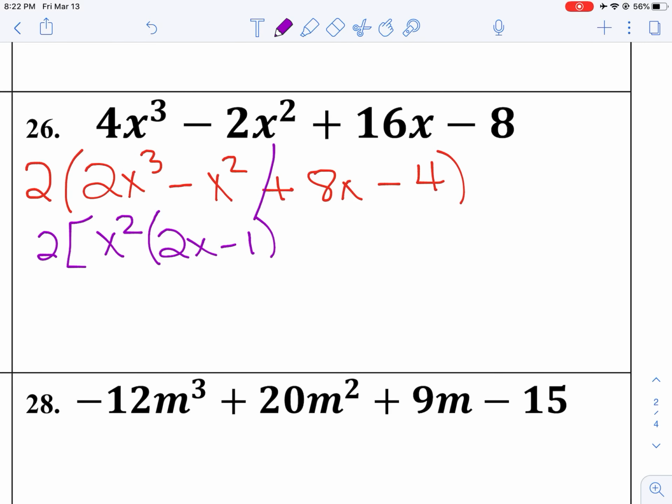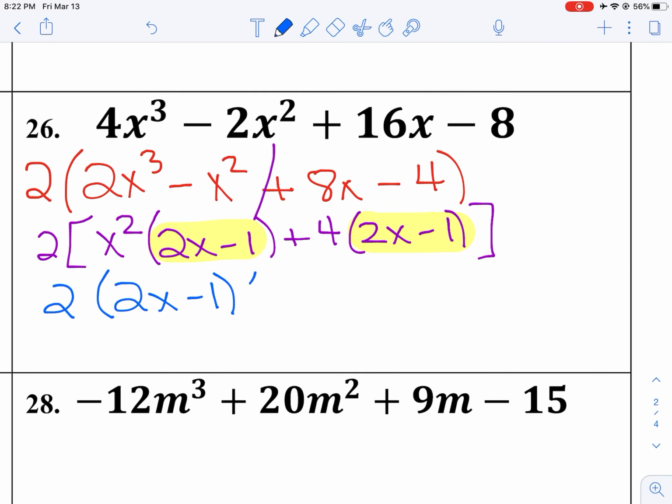Then I look over here. I have a 4 in common, and I get 2x minus 1. Then, oops, I didn't mean to do that. I meant to do that. Those are in common. Now, you have to remember that that 2 is still out there, so that 2 stays there. I write the 2 sets of parentheses that are in common, and then the leftovers, the x squared plus 4, I put there. So if I was to multiply that totally out, that's what I would get.